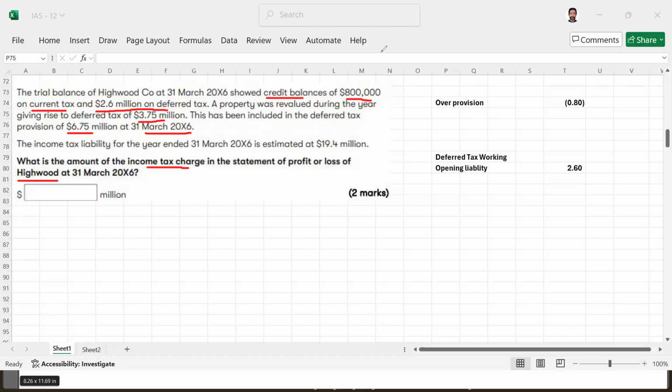Okay, we've got another. Yeah, this is not the comparison in this question. Every question is different. Here, they haven't provided us with the temporary differences. They have just provided us with the total deferred tax provision and the deferred tax related to the revaluation. This is a slightly different question.